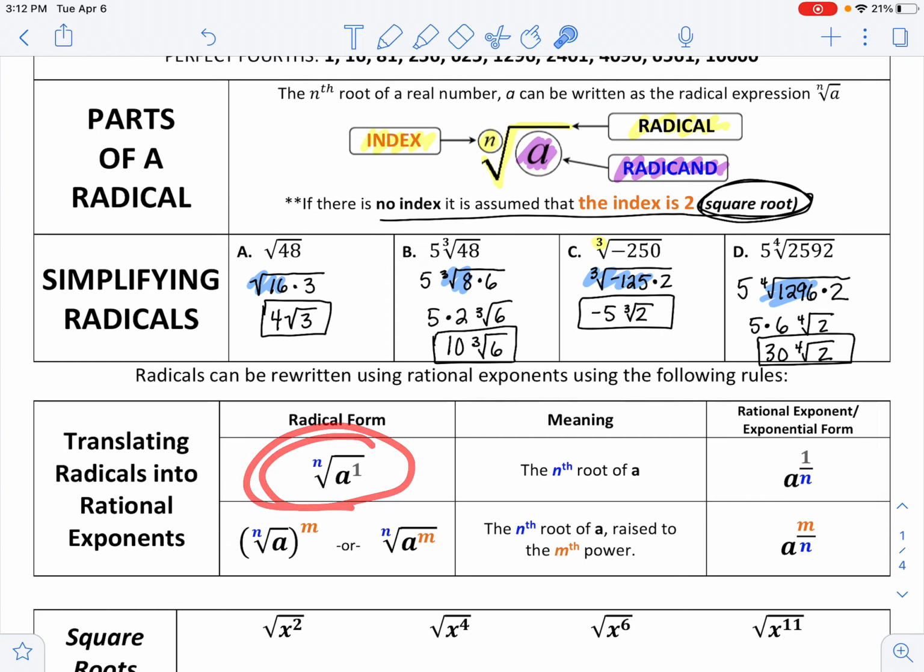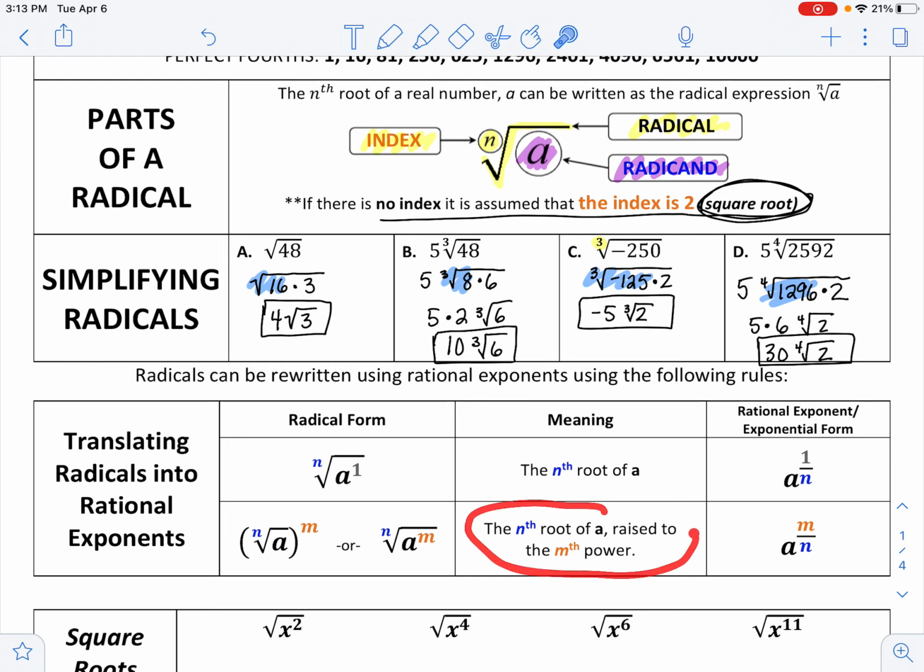And we can change it into exponent form. So the nth root of a can be written in exponent form as a to the 1 over n power. And then just to show you with any numbers, here it is, the nth root of a to the m power. And that m power can be inside the radical or outside with parentheses. It's still the same thing.